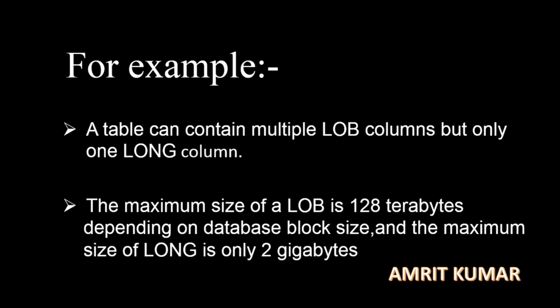So let's look at these examples. A table can contain multiple LOB columns, but only one LONG column. This is a very important point for the LOB data type. It can contain multiple LOB columns but only one LONG column in it. This is the restriction that you need to follow, because Oracle has specified it, otherwise your code is not going to run.